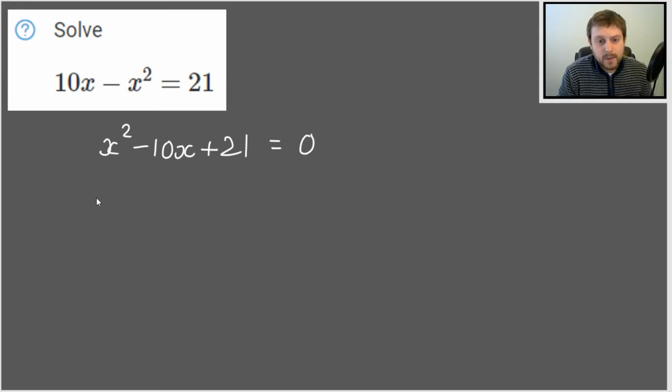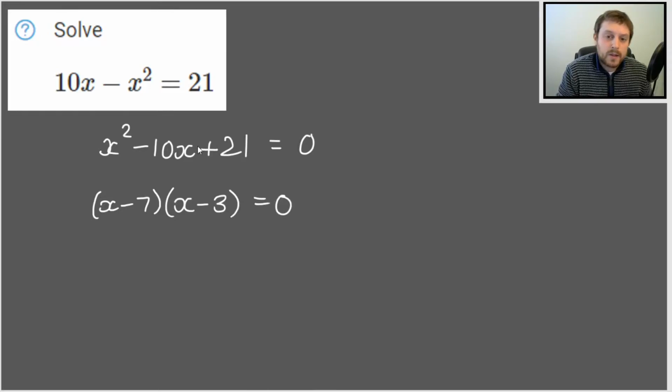And then, what's this? x minus 7, x minus 3. Because it's got a times to make positive 21, but add up to make a negative, so they both have to be minus numbers. And it's got to be minus 7 and minus 3 in order to get this combination. So x is either 7 or x is 3.